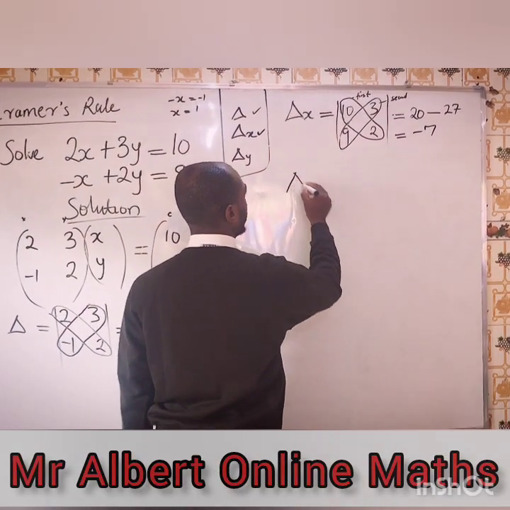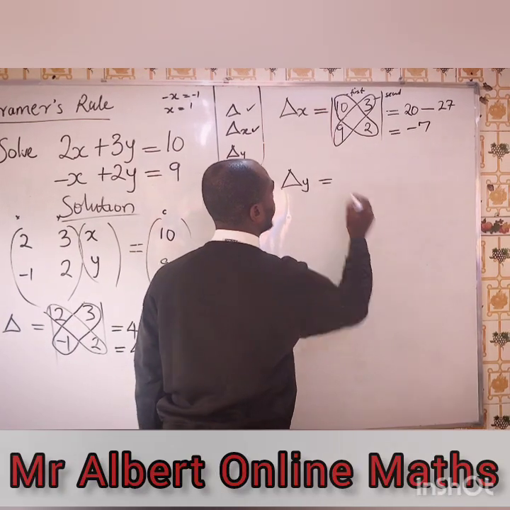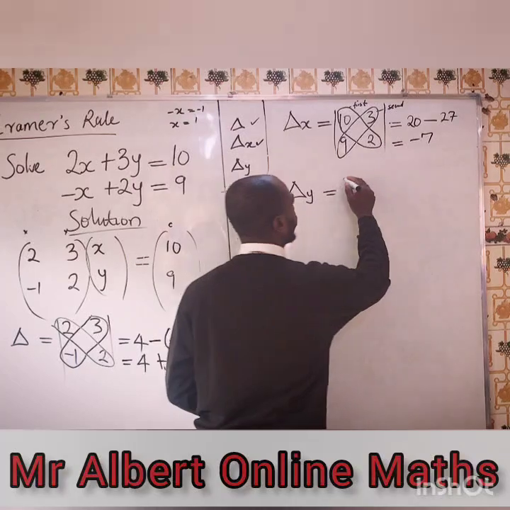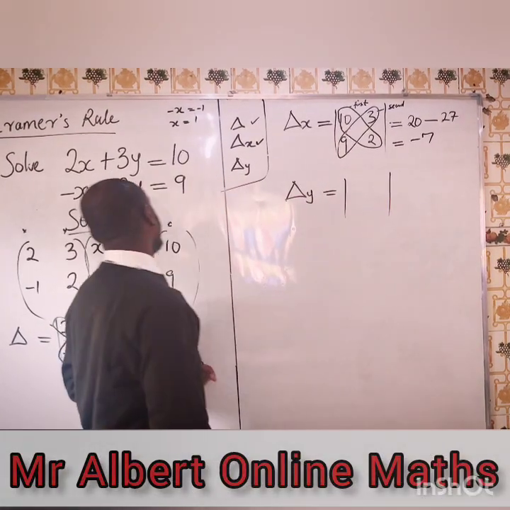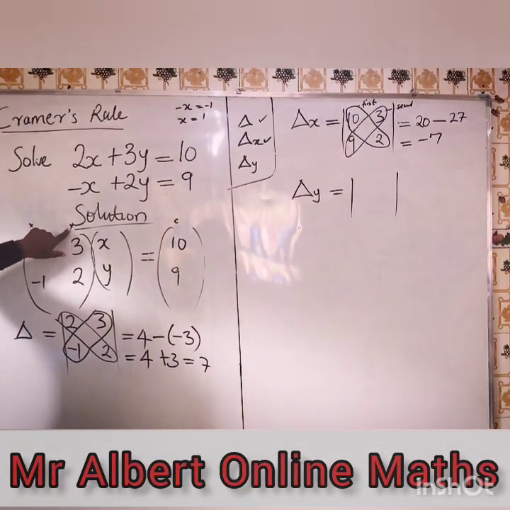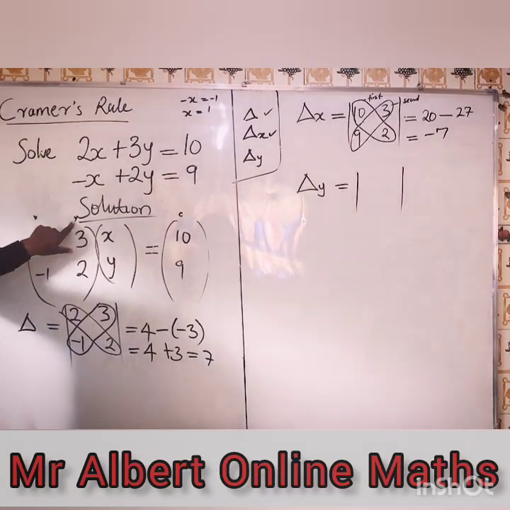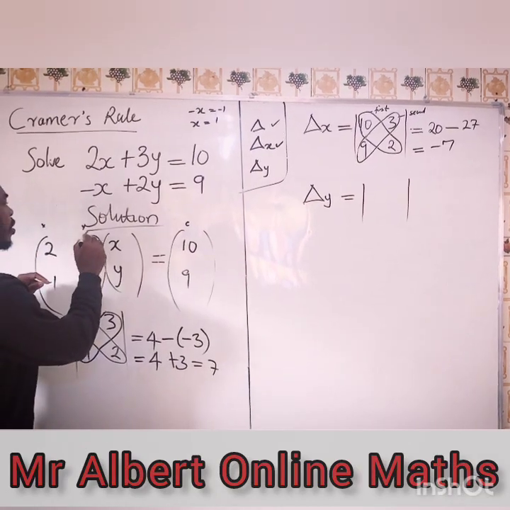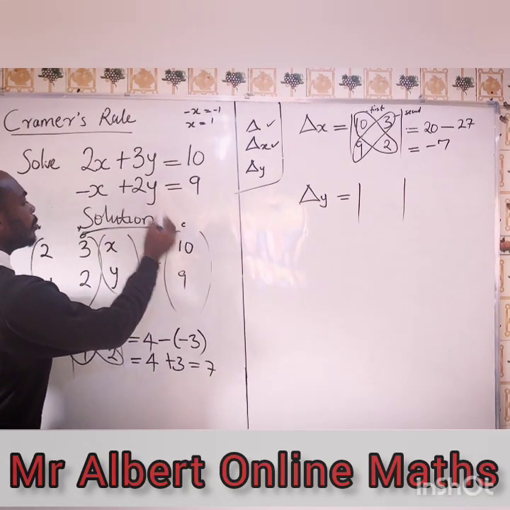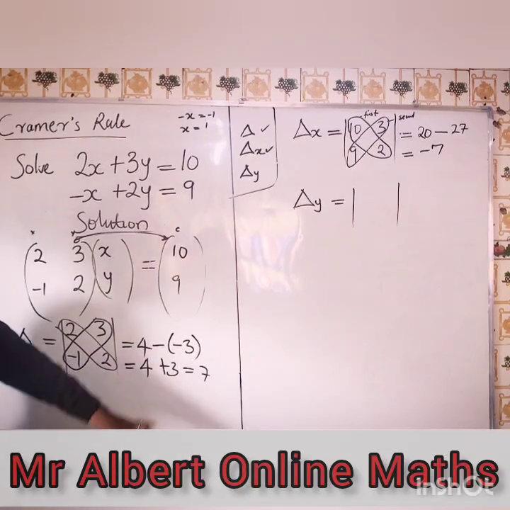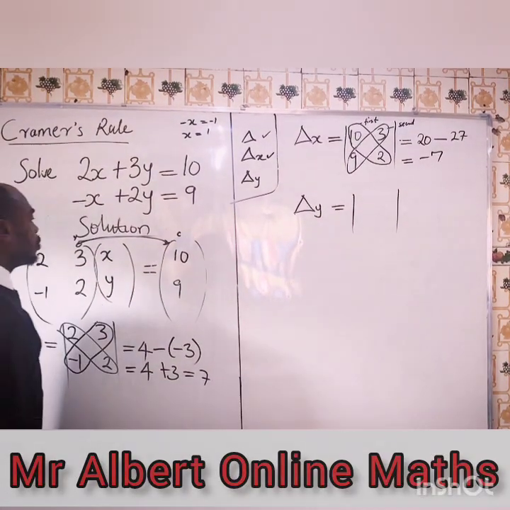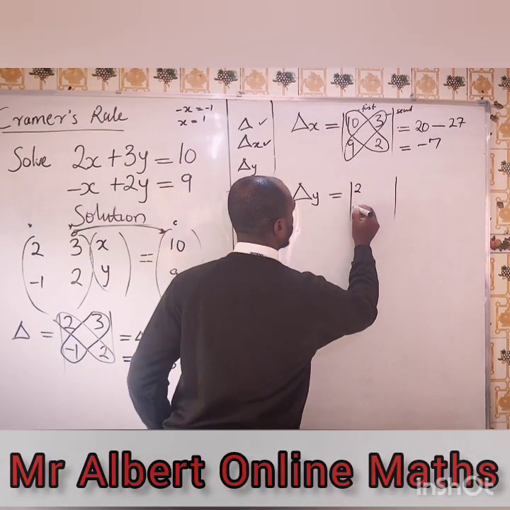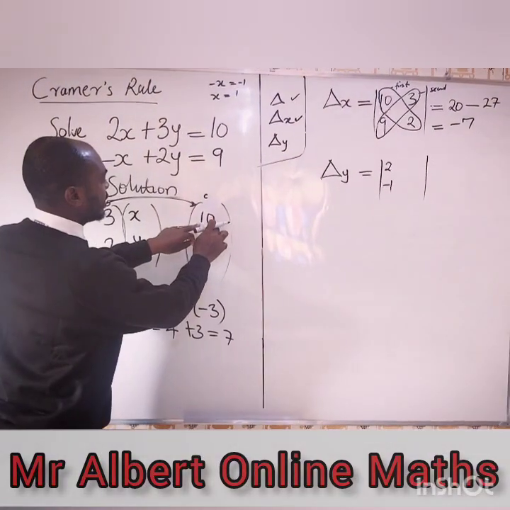The next one is the determinant of y. Please take note of this, it's very easy. Now the determinant of y, in place of this y, remember I have to call this y so that you can follow very well. In place of this column, I am going to replace this column with the constant, the column that has the constant. So what we are going to do, we have 2 and minus 1, and then we have 10 and 9.